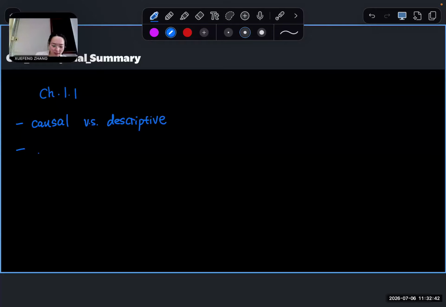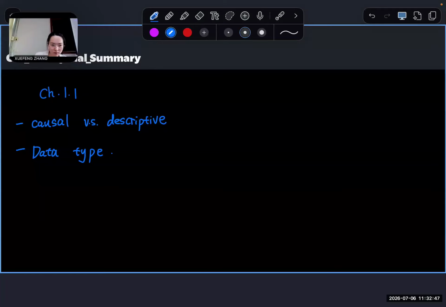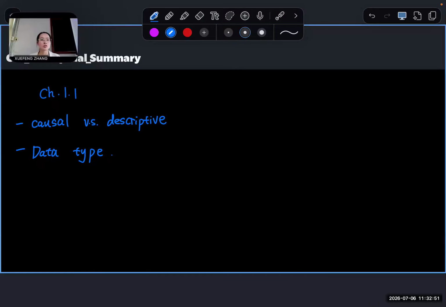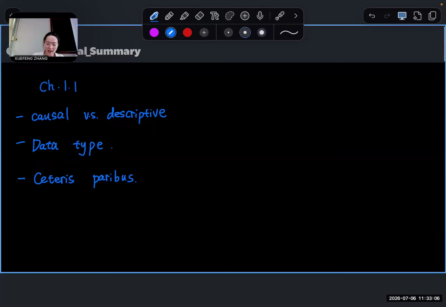And next one, data type. Right? Cross-sectional, time series, panel, or pooled cross-sectional. And then we said we have to explain it by ceteris paribus. Okay, so when you do your exercise, it's okay if you just answer one x to explain the y that you are interested in. Okay, one x to explain y.